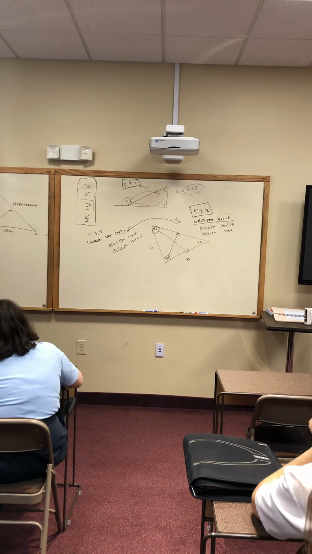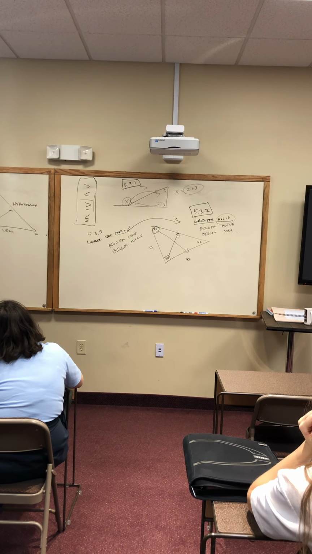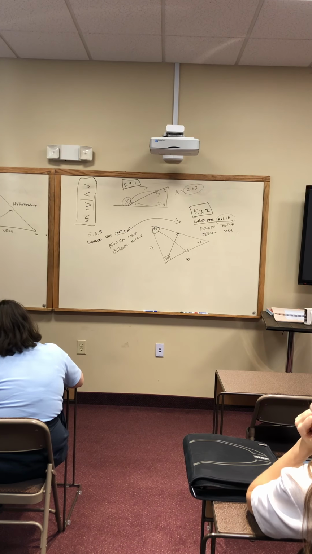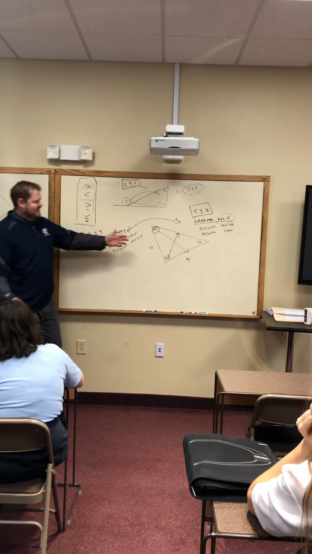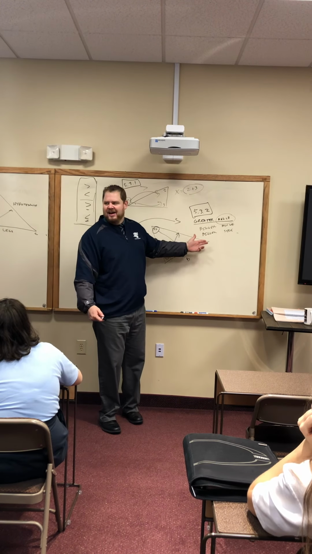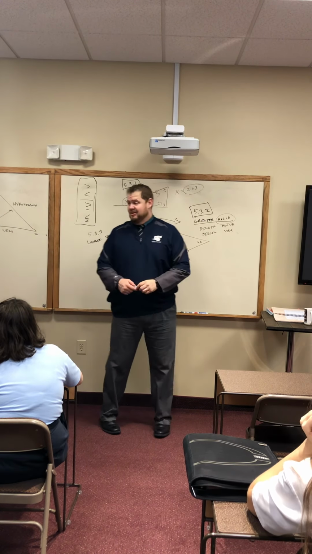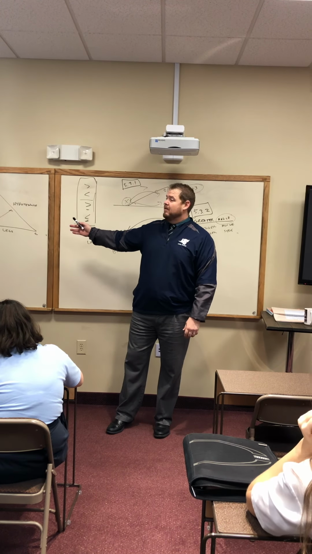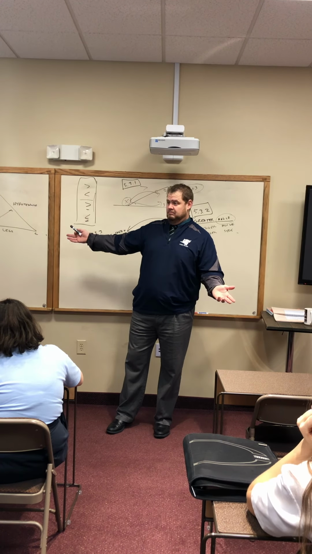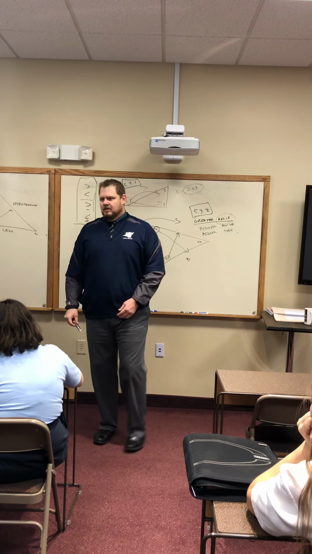What's always going to be the biggest side in a right triangle? The hypotenuse. Why? Because of 5.2: bigger angle, bigger side. Thank you. There's your answer. Does everybody follow me? That's the lesson.